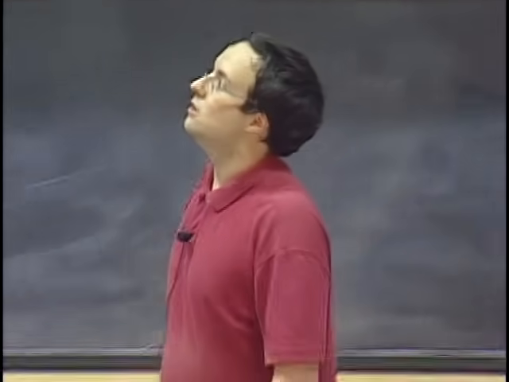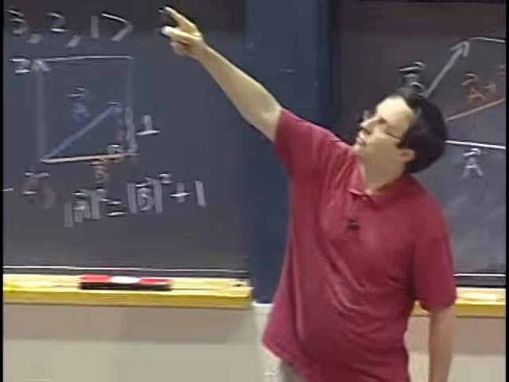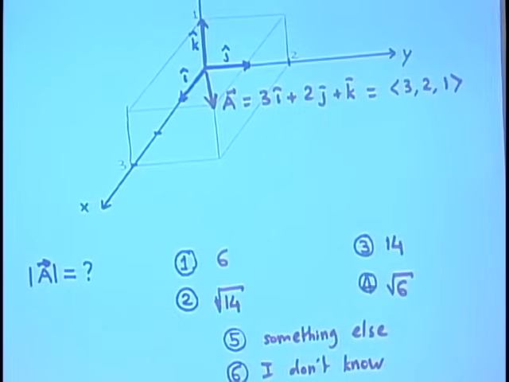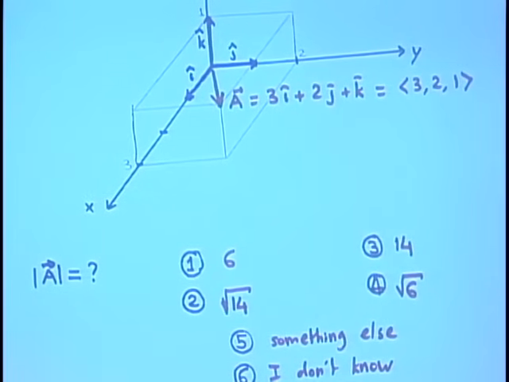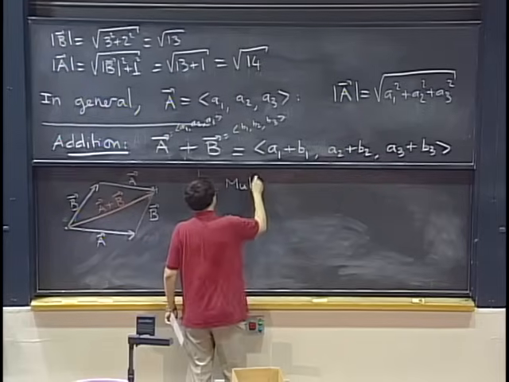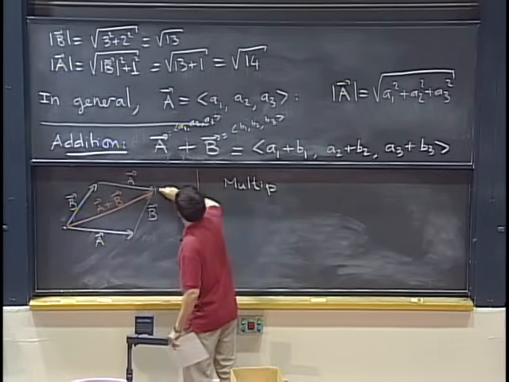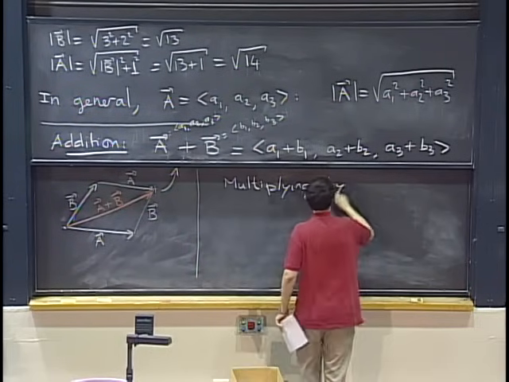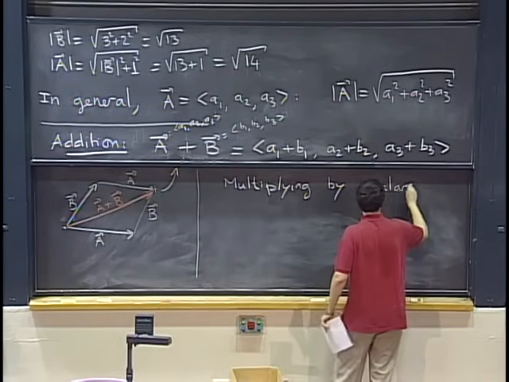So, for example, I said that my vector over there has components 3, 2, 1, but I also wrote it as 3 times i plus 2 times j plus k. What does that mean? Oh, so I need to tell you first about multiplying by a scalar. Maybe I should say this is about addition. So multiplication by a scalar is very easy.